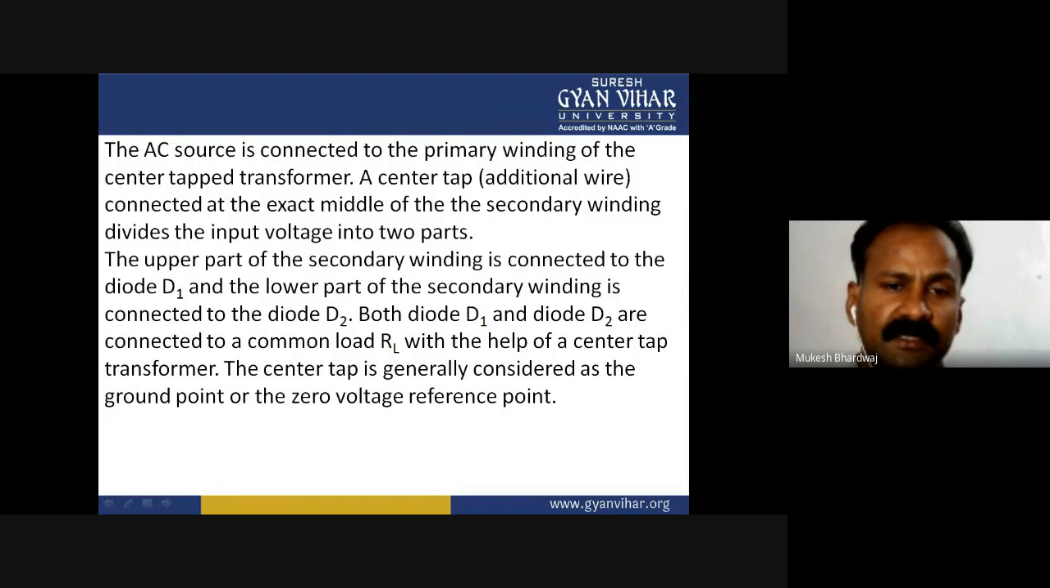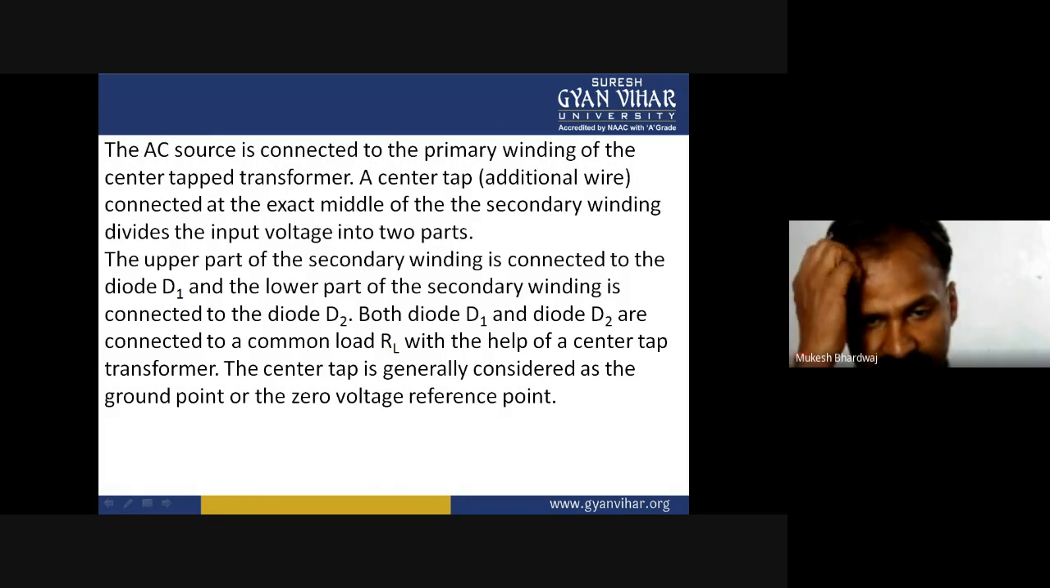The AC source is connected to the primary winding of the center tap transformer. A center tap, an additional wire connected to the exact middle of the secondary winding, divides the input voltage into two parts. The upper part of the secondary winding is connected to the diode D1 and the lower part of the secondary winding is connected to the diode D2. Both diodes D1 and D2 are connected to a common load RL with the help of the center tap transformer. The center tap is generally considered as the ground point or the zero voltage reference point.